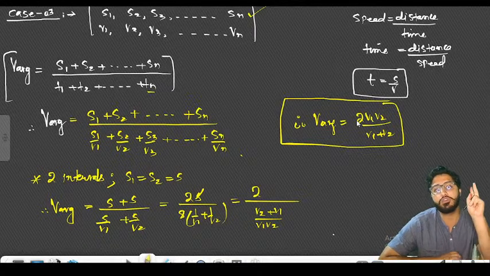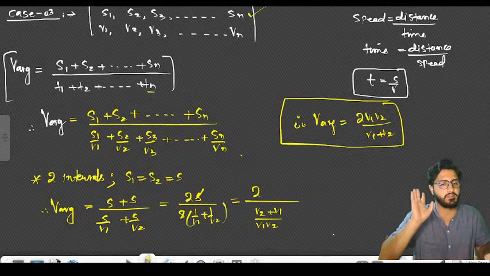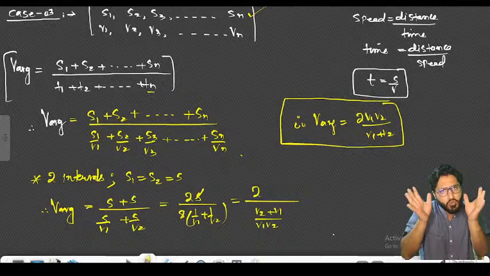That means we now have two formulas. Mostly you will get numericals based on only two intervals. Sometimes you will get three, and then I will show you how to deal with those numericals. But generally you will get a numerical based on two intervals.